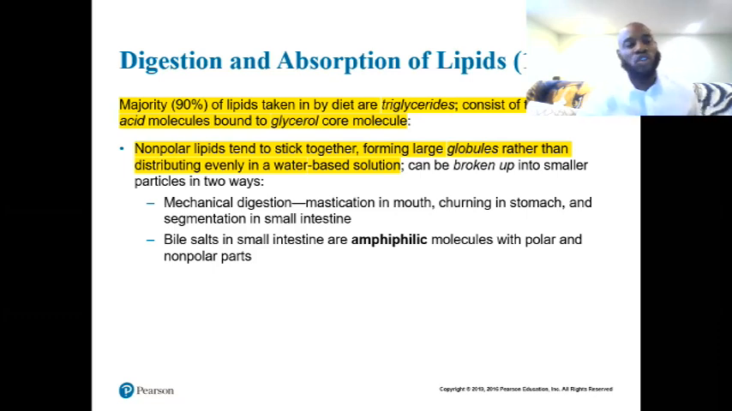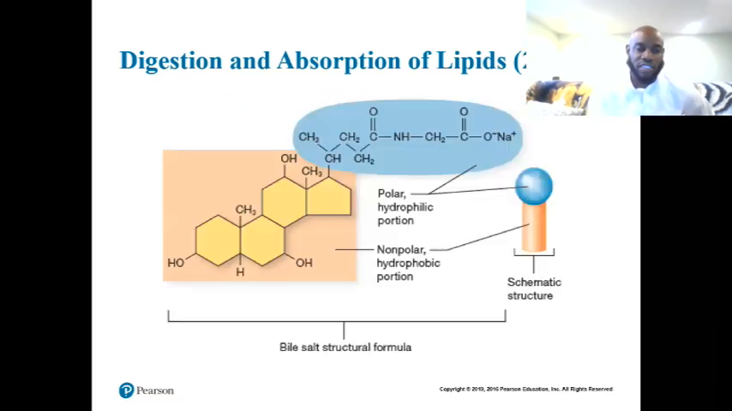And they're broken down 2 ways. Mechanical digestion: we chew that fat up, start breaking it down, churning in the stomach, segmentation in the small intestines. And then you also have bile salts, which in the small intestines are amphiphilic molecules. We talked about those when we talked about the liver and the gallbladder. They're molecules with polar and nonpolar parts that can help with the emulsification of the fats.